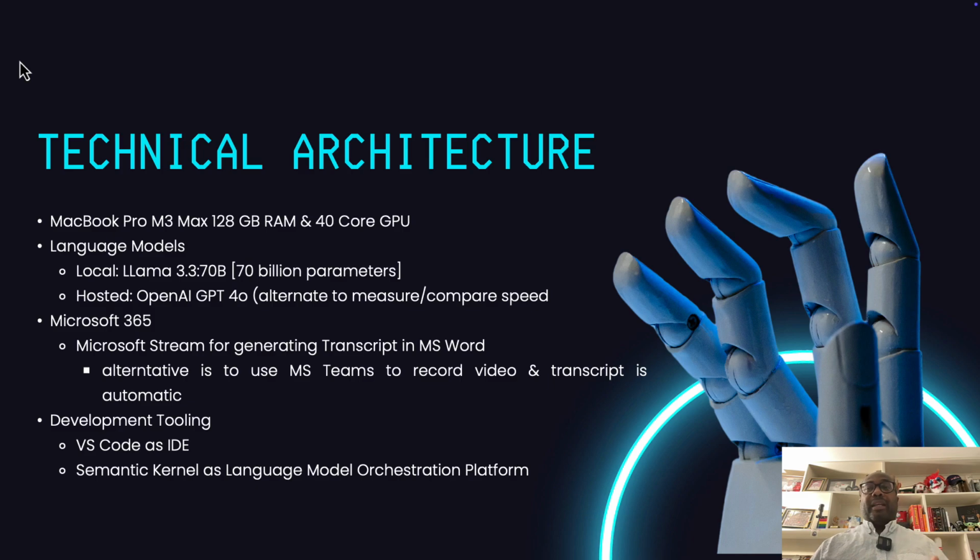It has 128 gigs of RAM and 40 cores of GPU. So running models locally, like the Llama 3.3 70B that you have here, runs okay. I also have a subscription to OpenAI, and I sometimes run GPT-4o just to compare the performance. In today's demo, I'm going to run it using the model that's hosted in OpenAI, because it's going to take less than a minute.